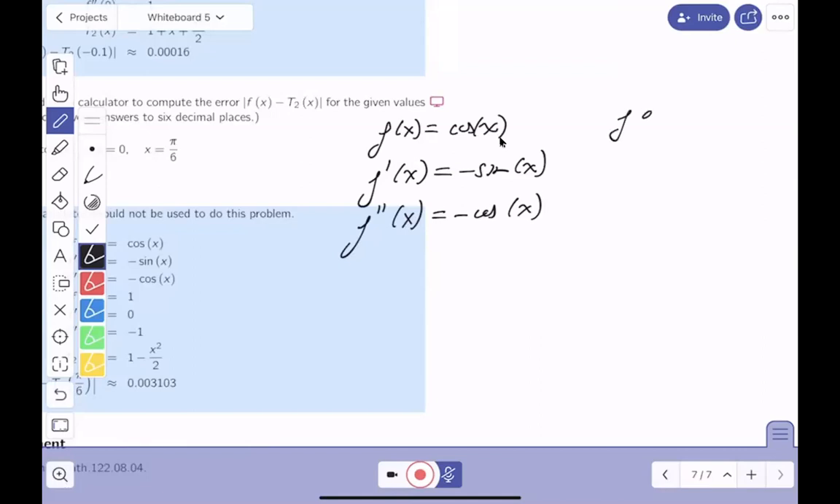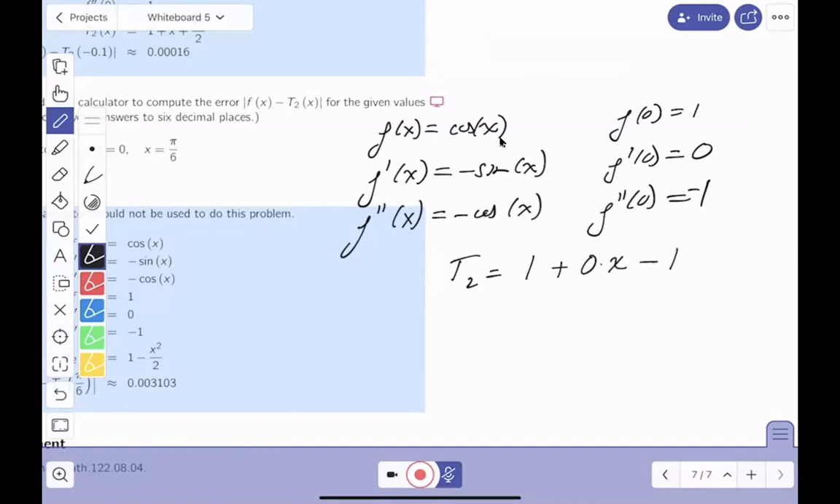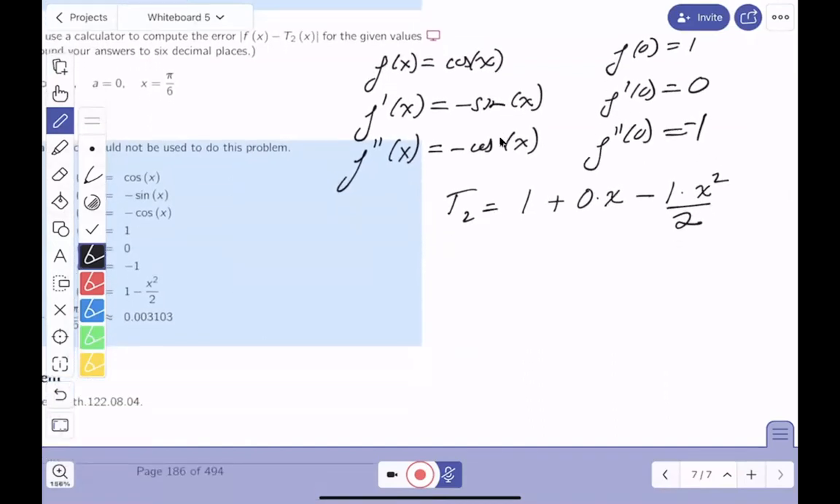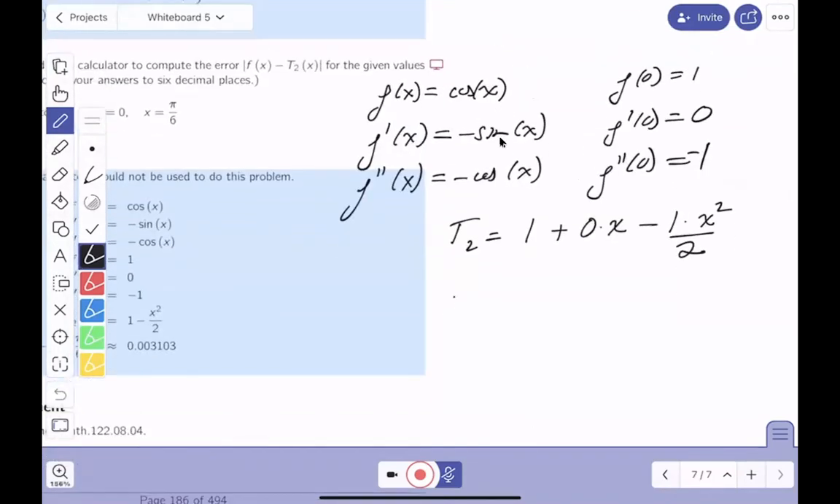So f of 0 is 1. F prime of 0 is 0. And f double prime of 0 is going to be minus 1. So T2 is going to be 1 plus 0 times x minus 1 times x squared over 2. All right. So let me write down what T2 actually looks like to me. It looks like 1 minus x squared over 2.